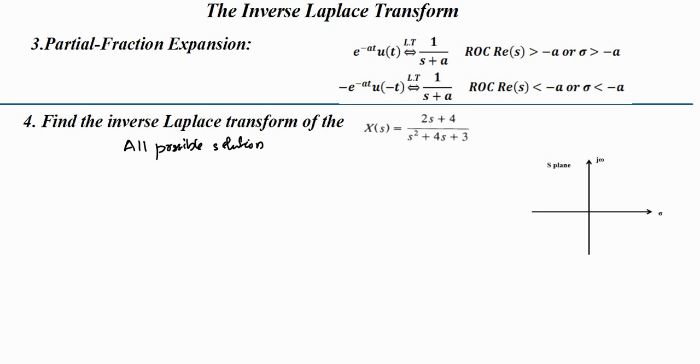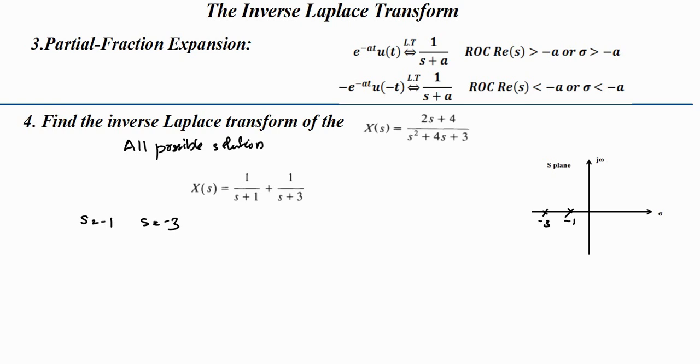So first we need to factorize. If you factorize this expression, you will get exactly the same quantity, but we need to verify the ROC. There are two poles: one is s equal to minus 1 and the other is s equal to minus 3. So minus 3 and minus 1.